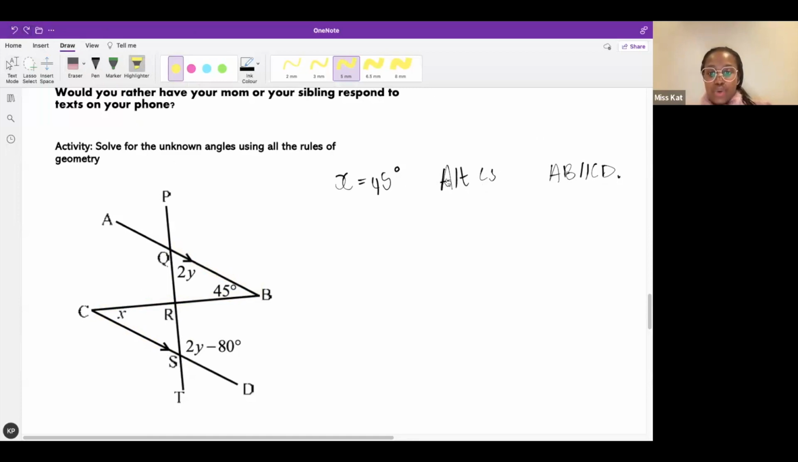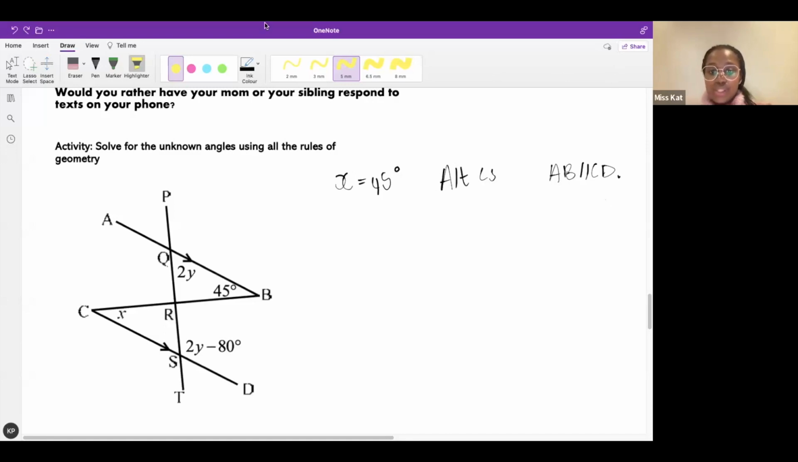Noctula, give us a reason there. Vertically opposite? No. Wait, never mind. I'm checking again now. Notice it: 2y plus 45 plus 2y plus 80. There's one thing that's wrong with that, but you're very close.